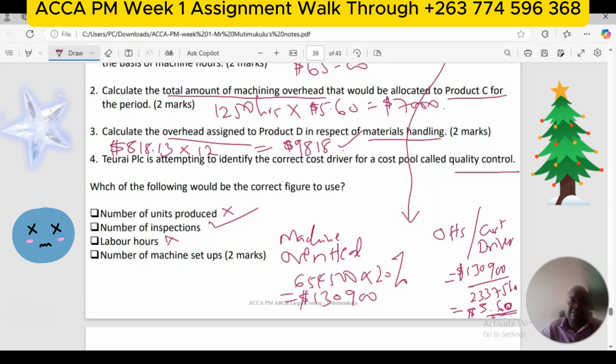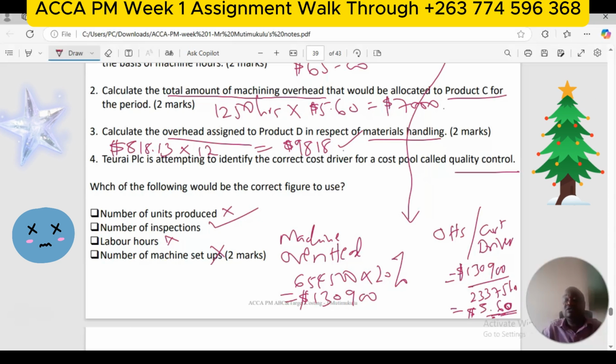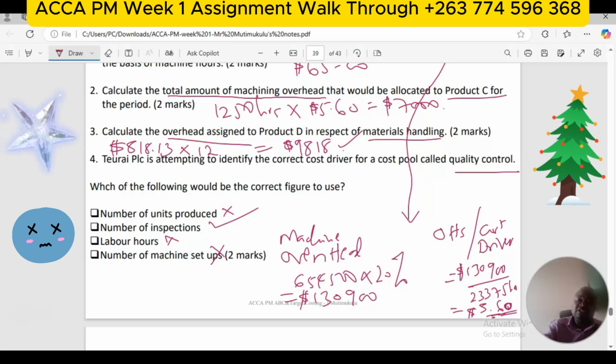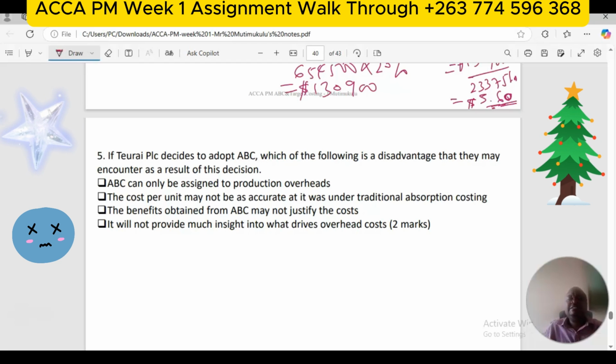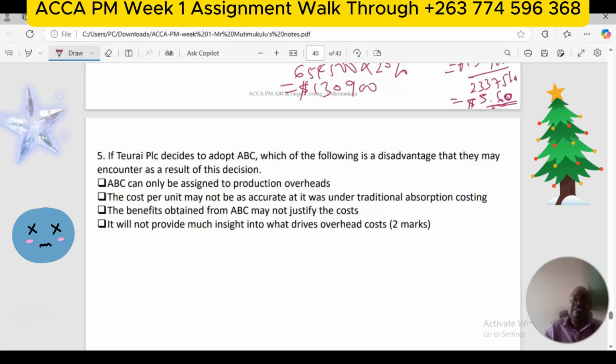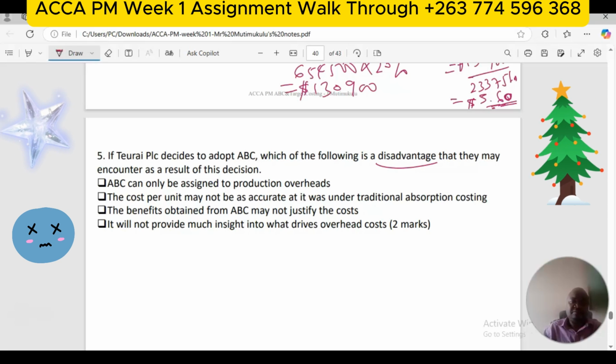No, that one doesn't directly tell us of that cost pool. So the number of inspections is something that is directly linked to quality or quality control. Now, if Teura PLC decides to adopt ABC, which of the following is a disadvantage that they may encounter as a result of this decision?